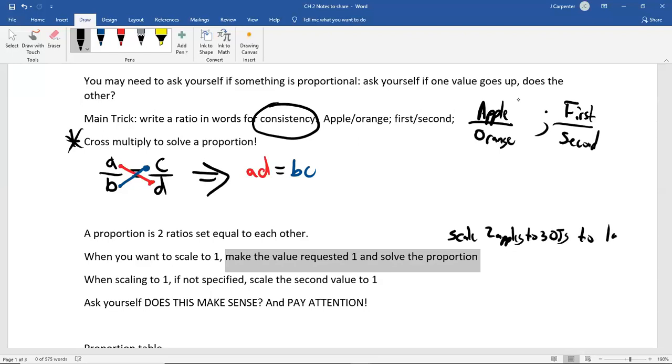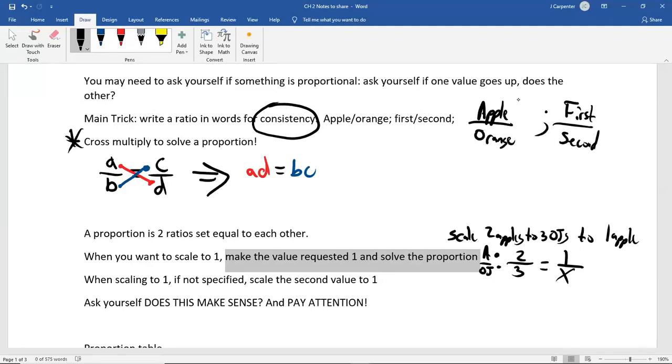Again, if I had something like scale 2 apples to 3 oranges to 1 apple, you'd have 2/3, because we're going apple over oranges, equal to, and because I said to scale the apples to 1, we'd go 1/x. This would be our unknown. So the 1 is where the apples were. If I said to scale the oranges to 1, then the 1 and the x would be flip-flopped. So they generally tell you what to scale to 1.